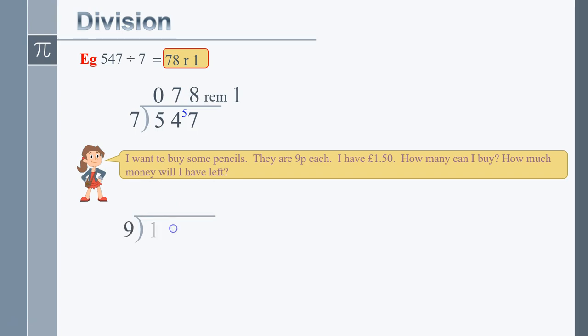So there's my 9s. And to make sure I've got the units the same, notice I've got 9p. Here I've got it in pounds. So I'm just going to write the pounds in pence. I'm going to use 150 pence. So I've got my units the same.